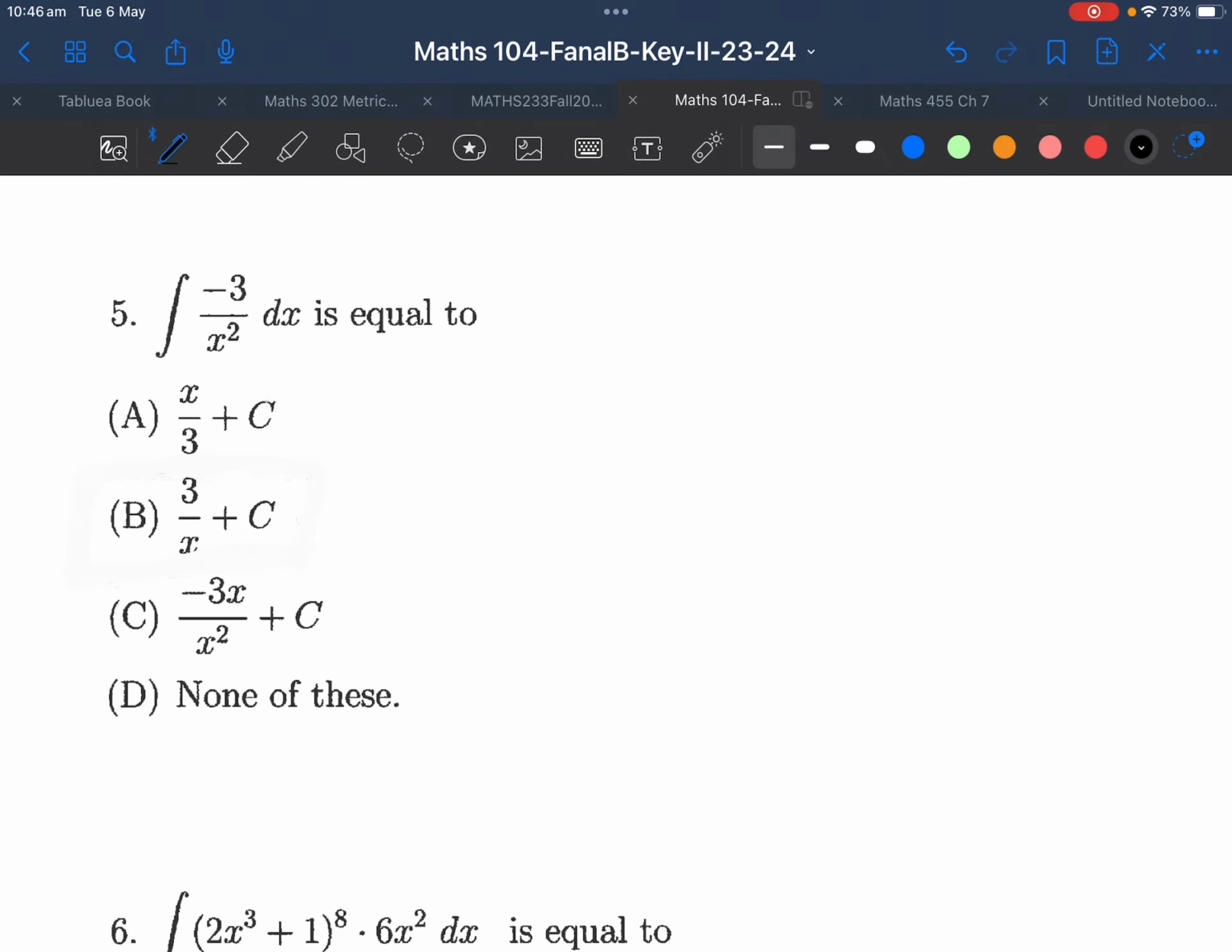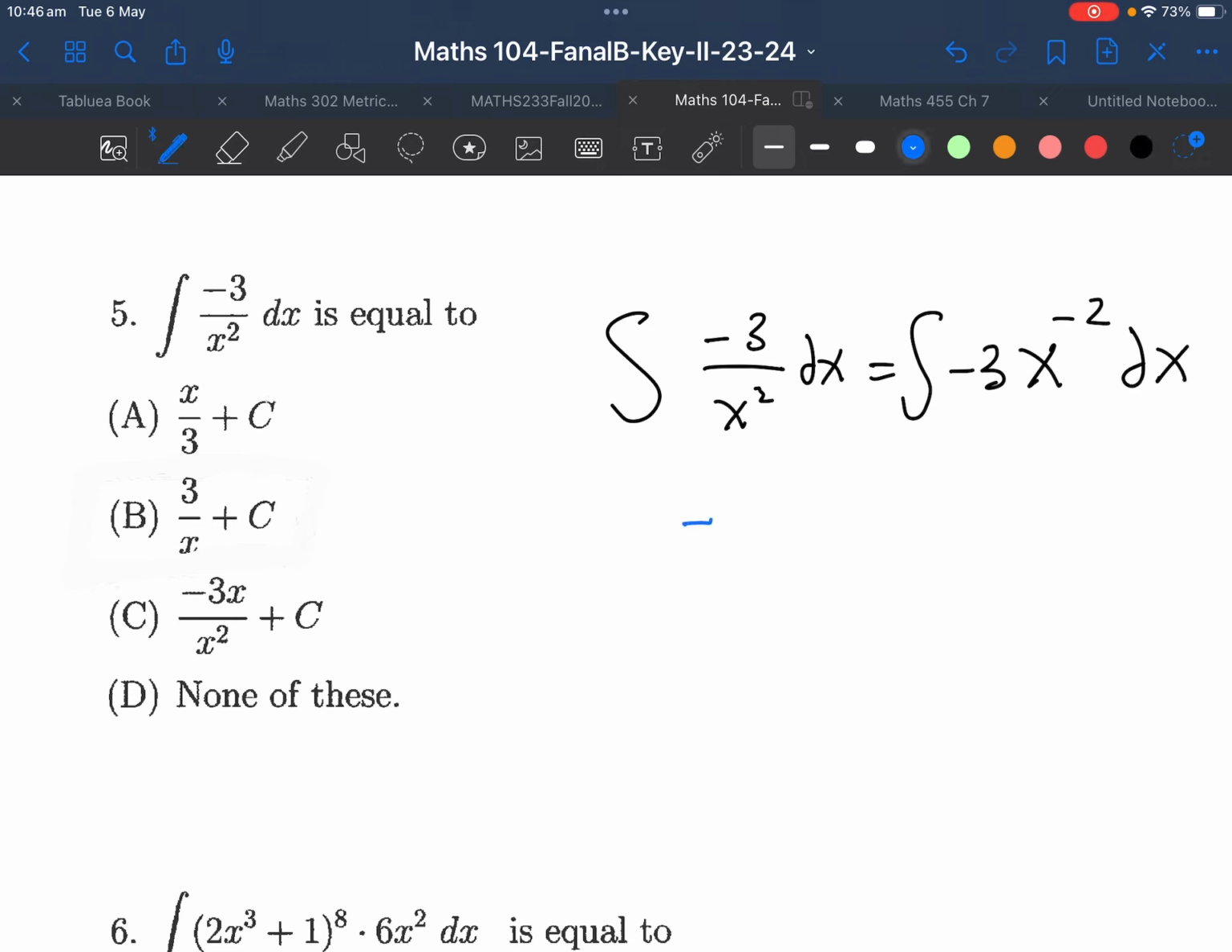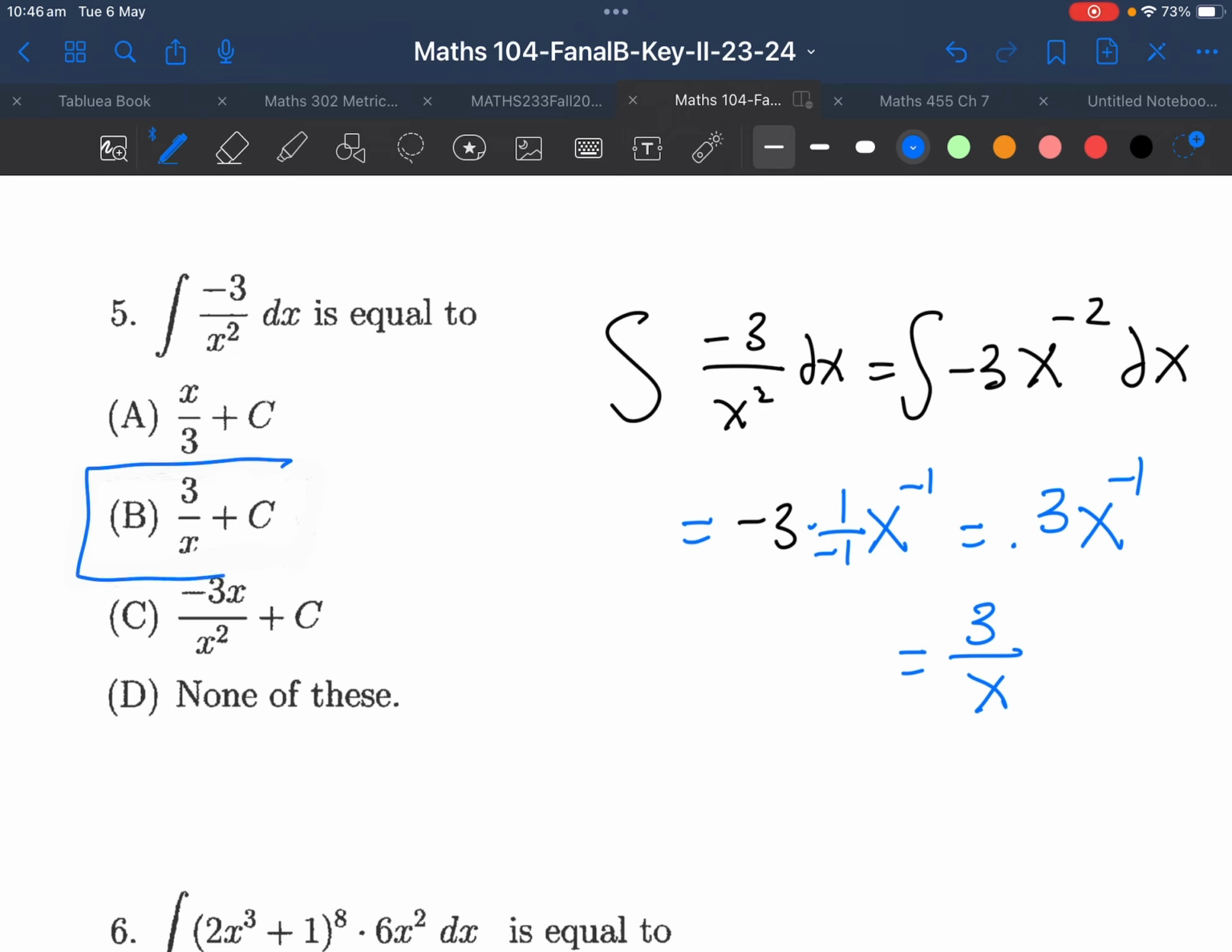Now we go to this integral, which is a simple integral. Integral of minus 3 divided by x squared dx. This is the same as minus 3x to the power of minus 2. How do we do this integral? Keep the minus 3. And how do we integrate x to the power of negative 2? You add 1, so you will get x to the power of negative 1, and then you divide by this number, which is negative 1. So the final answer would be just 3x to the power of negative 1, which is 3 over x. And that's part B here.